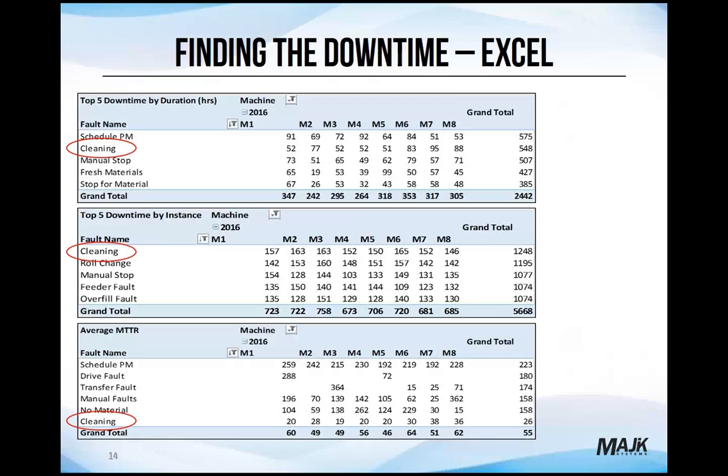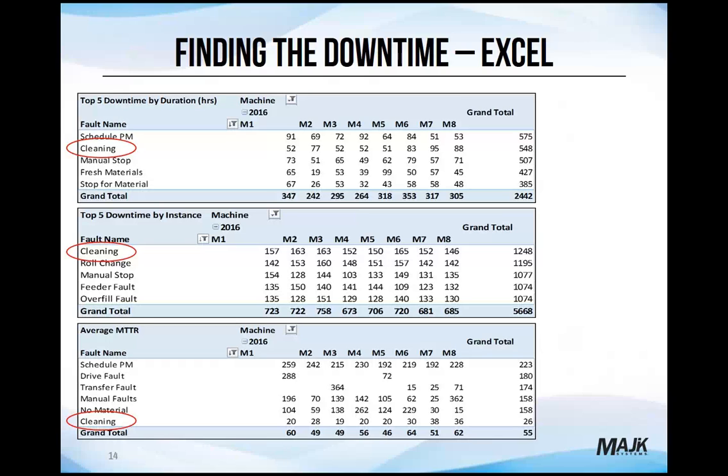So let's take a look at this data set. You'll see that there's 3 circles around the same downtime in each table. What's interesting to note here is that while cleaning is not necessarily the #1 item in total duration, that goes to the honor of scheduled PMs, it does have the highest frequency, or it occurs the most times. What's most interesting to note here, though, is that it has a very high variation in MTTR between the different machines, indicating to me that there's variability within the process.